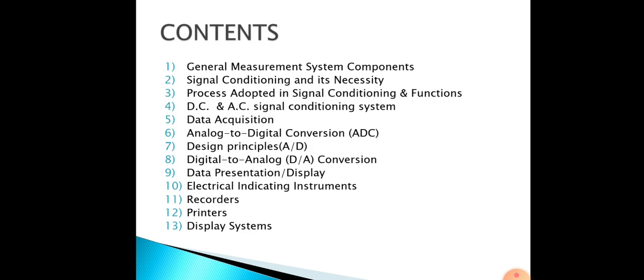So contents. First we will be seeing the general measurement system and components, then signal conditioning and its necessity, then the process adopted in signal conditioning and functions, then DC and AC signal conditioning systems, then data acquisition, then analog to digital conversion, then design principles, then digital to analog conversions, then data presentation or display, then electrical indicating instruments, then recorders, then printers, then display systems.